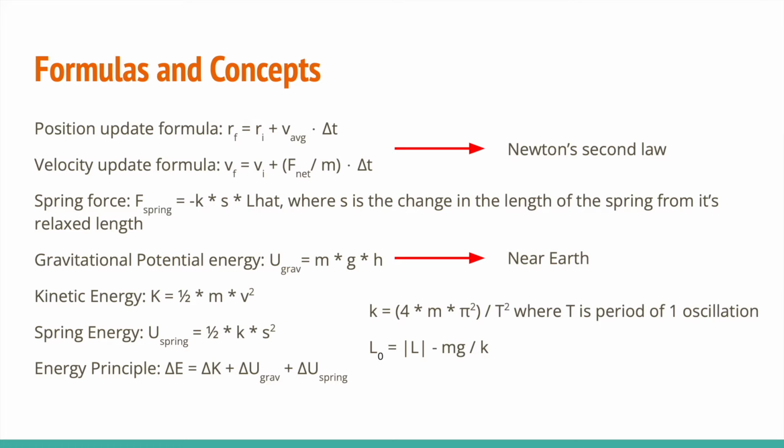The energy principle is that the change in energy is equal to the sum of the change of all the other forms of energy in a system. The spring constant is equal to 4 times mass times pi squared all over the period of one oscillation squared. The relaxed length is equal to the magnitude of the length minus mg over the spring constant.